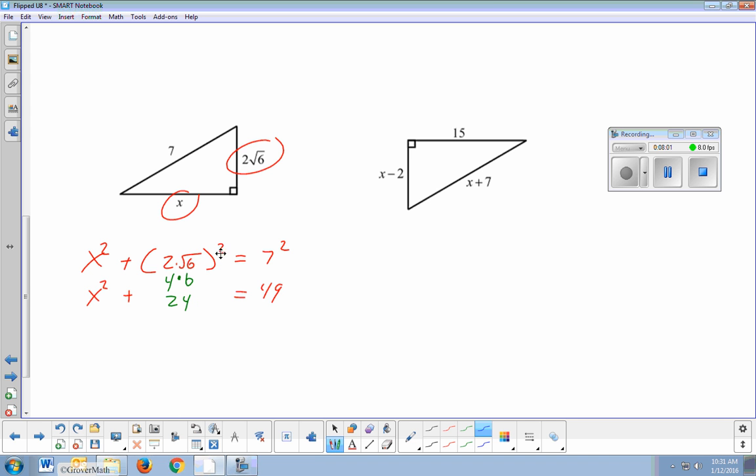Square the number in the front, square the radical, which just gives you the number in the radical, multiply them together. And so this is where we're at. And so then we can subtract the 24, get x squared equals 25, and x equals 5.